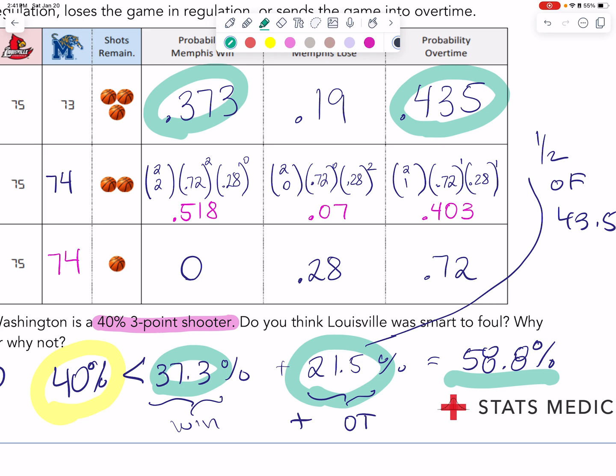So I actually slightly said this is not 21.5, this is 21.75, which makes it even a little bit higher. So you can see that this is definitely a lot higher. This is like 59.05. 59.05% is definitely much higher than 40%. So no, it was not smart to foul.